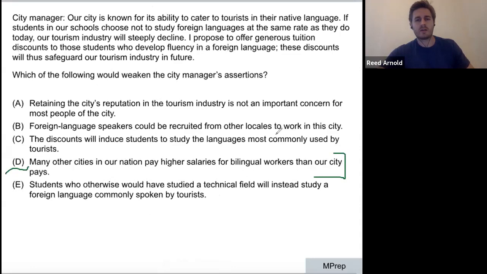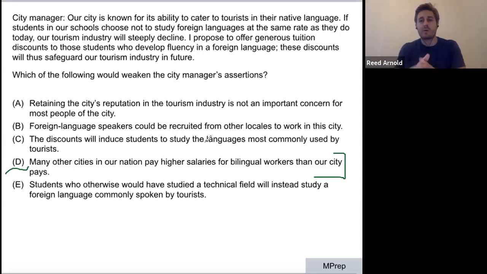And once that happens, once they don't stick around, this plan falls apart. They're gone. Okay, they took our discount and they left, and now we're just in the place we were anyway. So that would weaken the argument if there was a reason to leave the city for another city once we've learned a language.